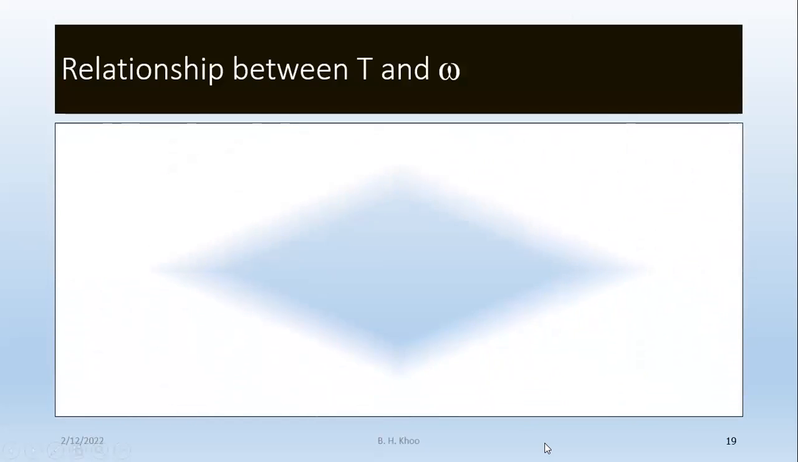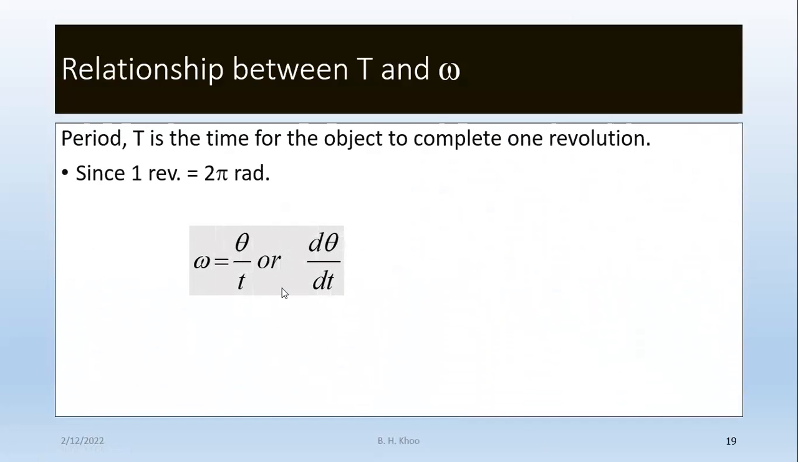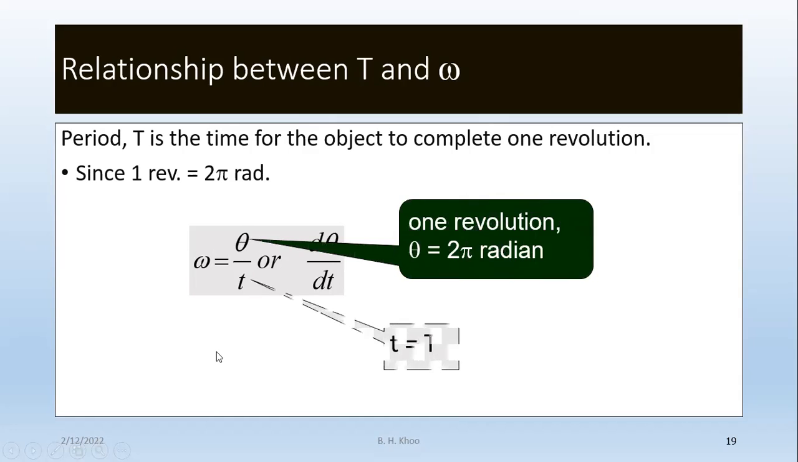Relationship between T and omega. T is the time for the object to complete one revolution. One revolution is 2 pi radian. So we just use the definition of angular velocity. So one revolution, this is 2 pi, then this becomes your period. That's the relationship. You can remember it if you want to, if not, derive it from the basic definition, omega equals 2 pi over T.